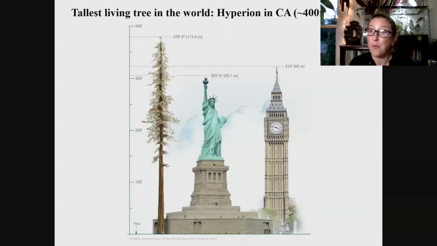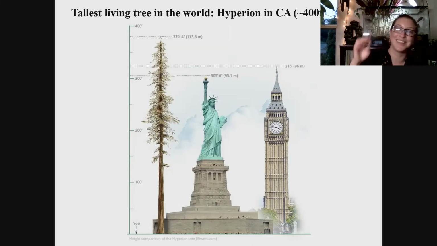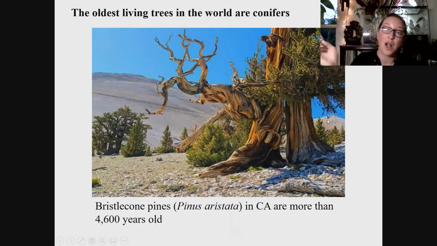Give you an idea of how big Hyperion is. Here is Big Ben from London, and here is our Statue of Liberty. And next to that is Hyperion. So bigger than the Statue of Liberty, kids. I know. What? That's why I want to go see it someday. So super, super big. So conifers are the oldest trees that live today.